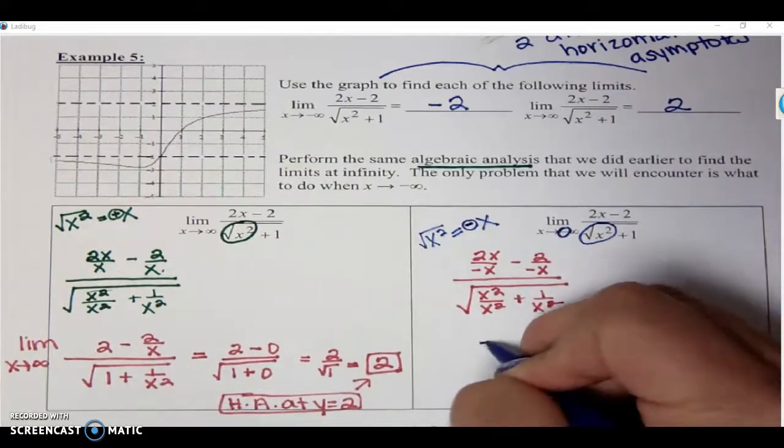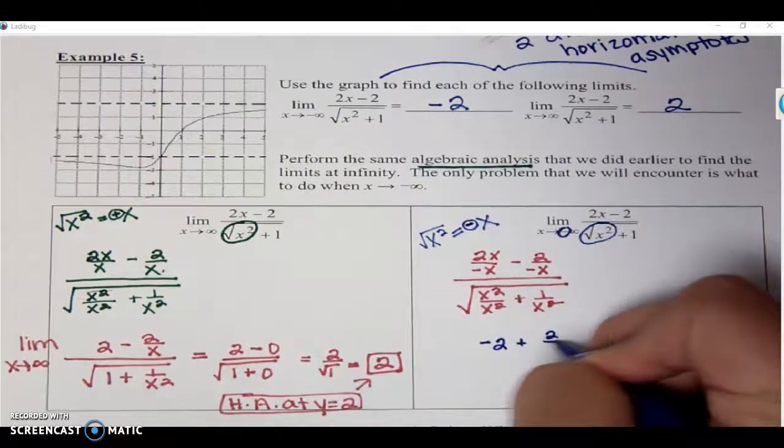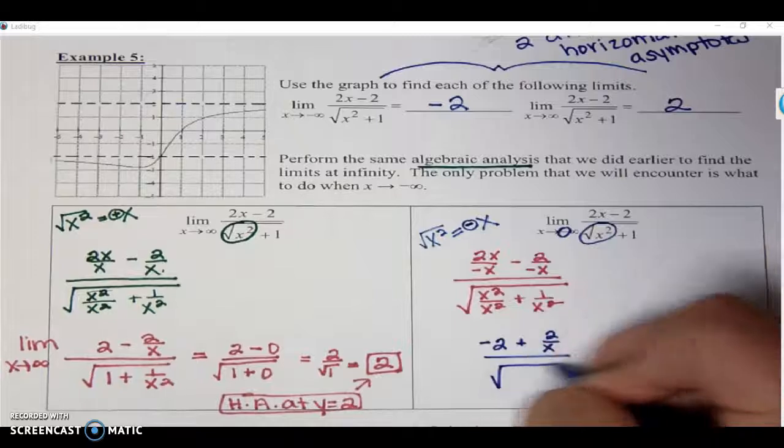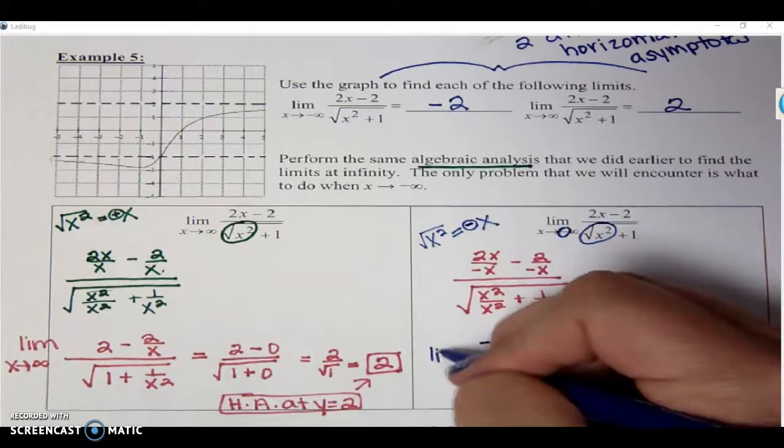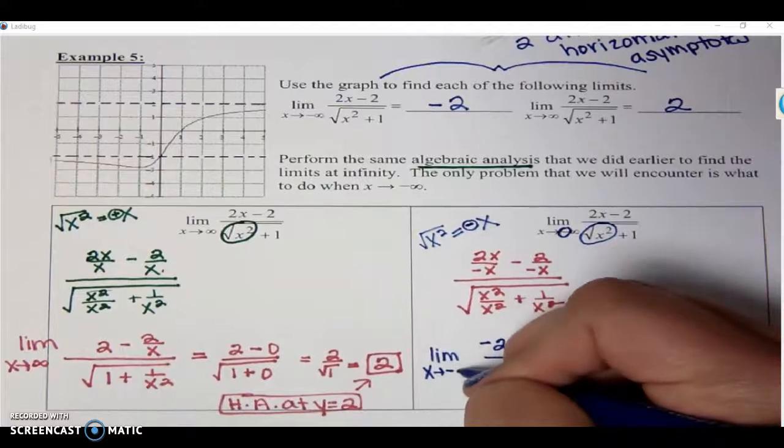So if we simplify, we're going to have negative 2 plus 2 over x over the square root of 1 plus 1 over x squared. So now we're doing the limit as x approaches negative infinity.